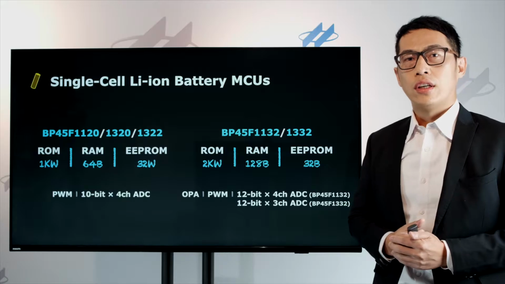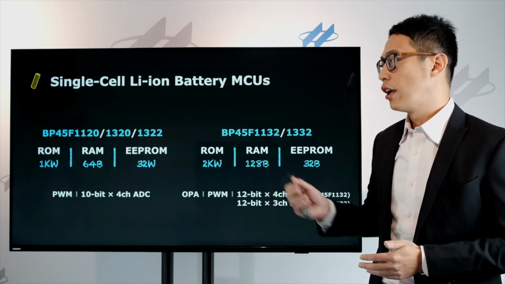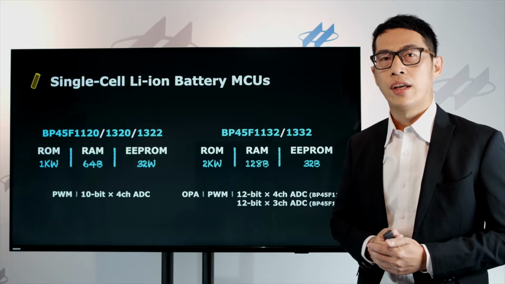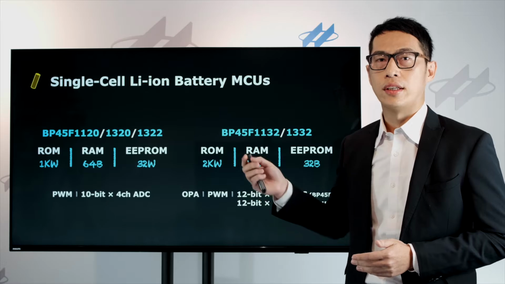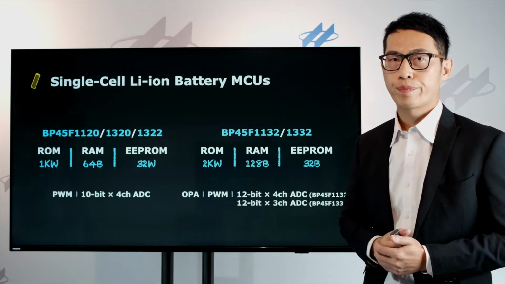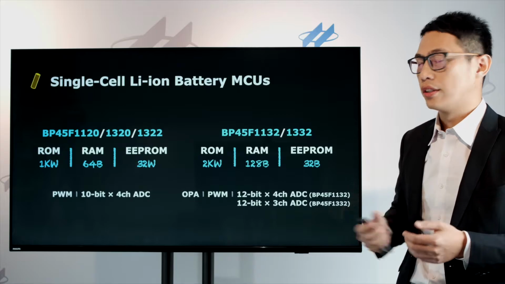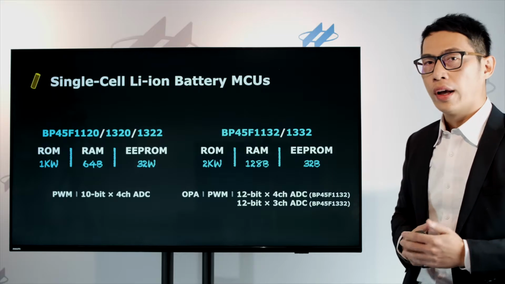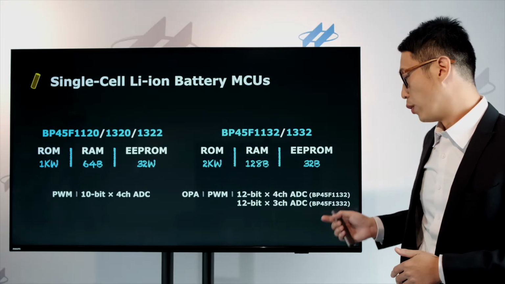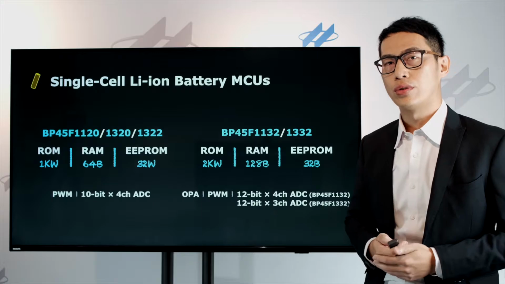And the resources of our microcontroller are shown here. The left side is the cost-effective series, with the lower resources, like flash of 1 KW, and has the PWM and 4-channel ADC. And the right side is the higher resources, 2 KW, and also has the OPA. The OPA is used to amplify the external current signal, so we can monitor this signal to adjust the PWM duty or frequency.